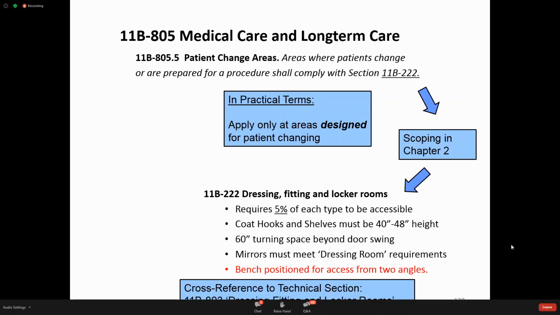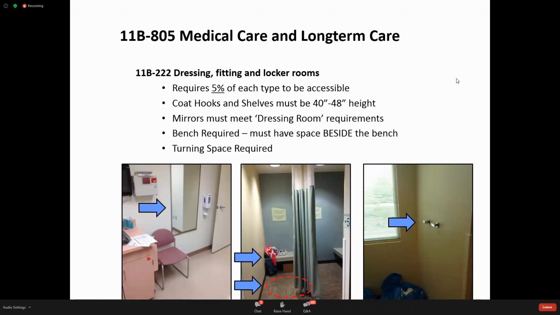Now it cross-references this 222 section, which is scoping. That tells you that you have to have 5% of your dressing rooms meet the access requirements. So if you've got 6 dressing rooms side by side, you'll only need to make one of them an accessible dressing room. The dressing room requirements, you've probably all seen this before. You need the coat hooks and shelves at a maximum of 48-inch height, mirrors meeting the dressing room requirements, the bench. So the bench must have a space beside the bench.